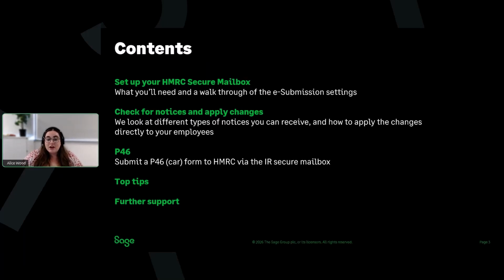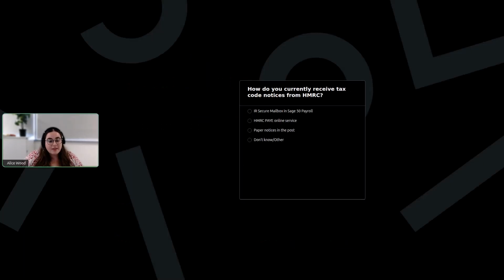Now, before I get started on that first section, I do actually just want to launch a poll on your screen. I've just got a question for you before we begin. And that should be coming up on your screen any moment now. And that question is, how do you currently receive tax code notices from HMRC? Always interesting to see on this session. I'll give you about a minute or so just to get those answers in. So how do you currently receive tax code notices from HMRC? Is it already via the mailbox? Is it via the HMRC online service? Paper notices in the post, or don't know/other?